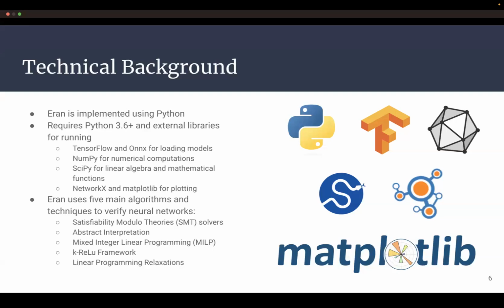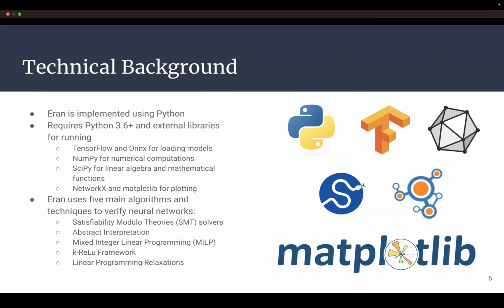The second technique that ERAN uses is abstract interpretation. The technique is a sophisticated approach that involves specialized abstract domains to over-approximate the behavior of neural networks, with the primary goal of over-approximating the set of values that a neural network can take during its computation. It is important for scaling the verification process, ensuring adaptability to different network architectures, and striking a balance between precision and computational efficiency.